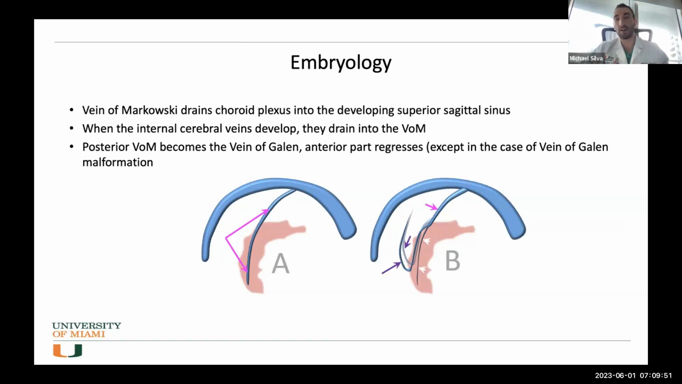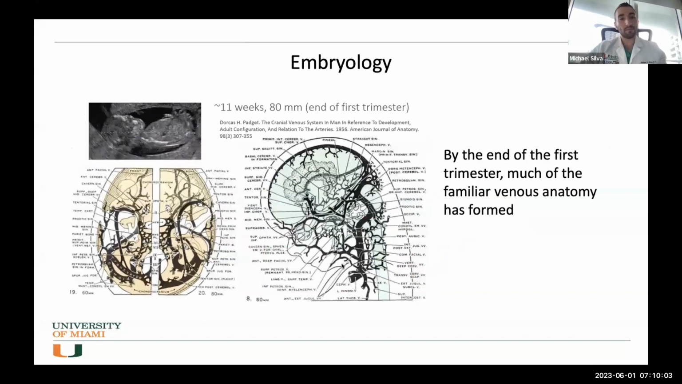So again, this is all in flux and true of basically all of embryology, but you can think of it over the course of embryology as demand increases for venous outflow. The anatomy that we know today, that we know in the adult, gradually appears. So by 11 weeks, the venous anatomy looks remarkably similar to what we're familiar with in adults.